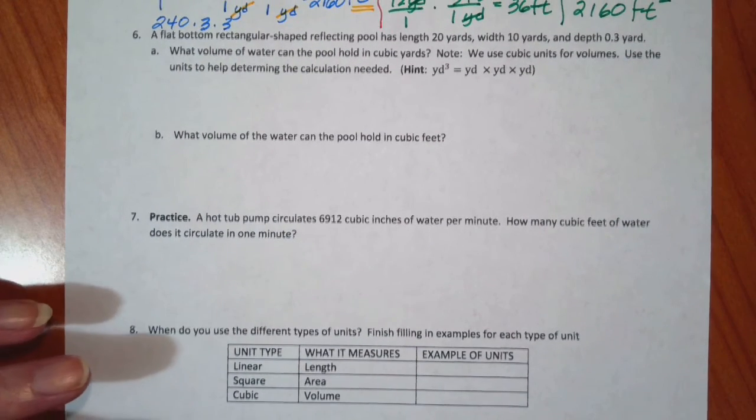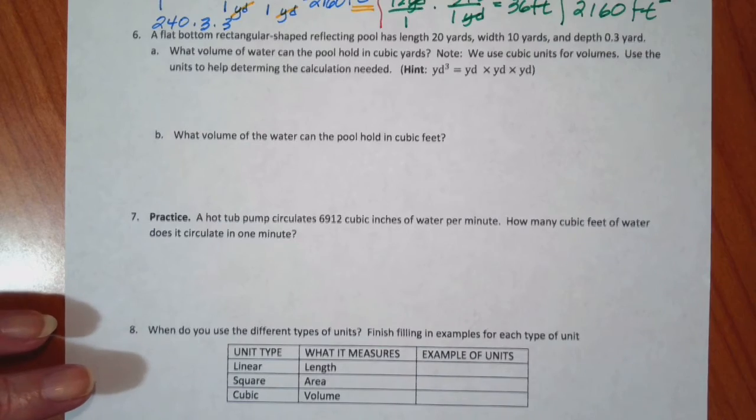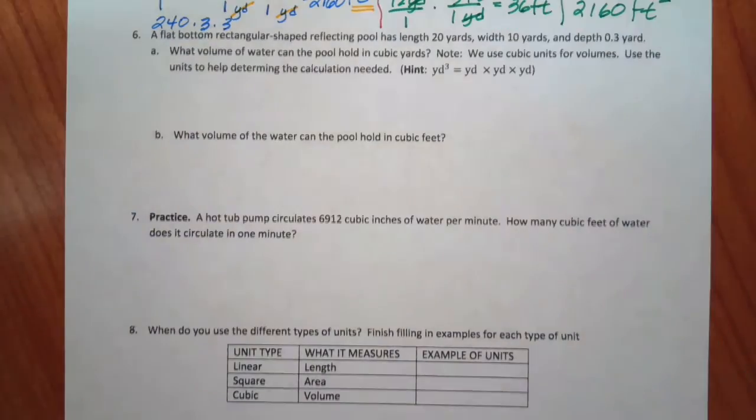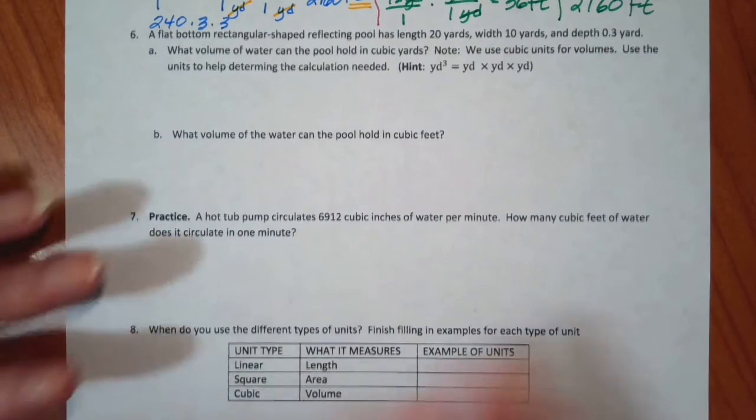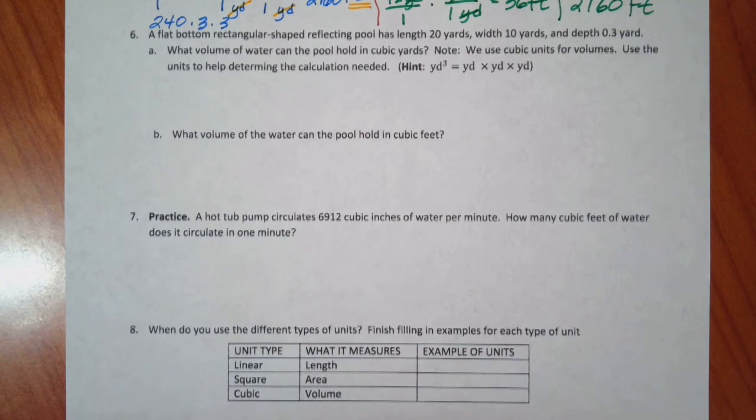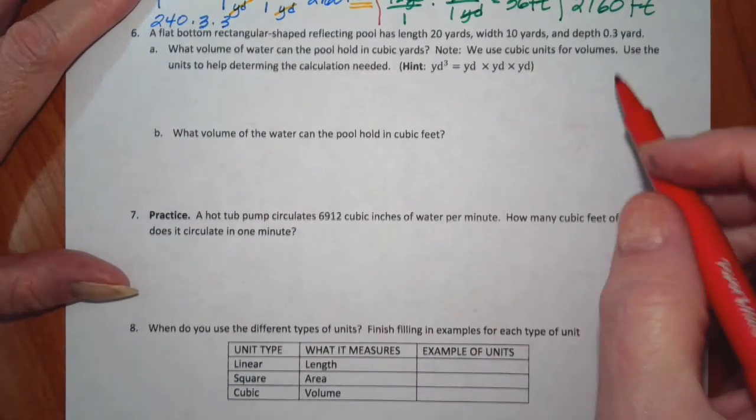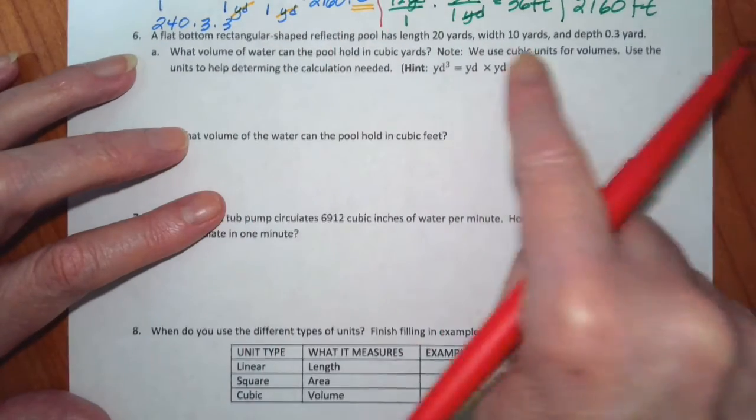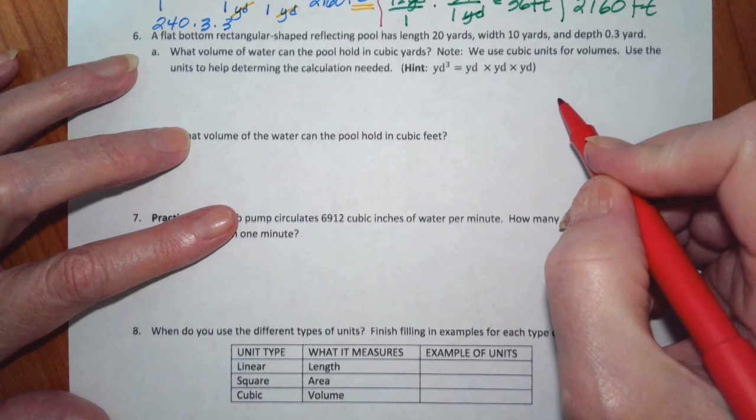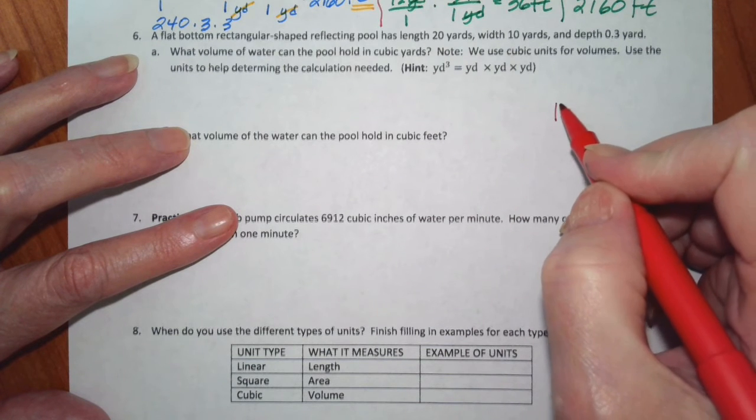Okay, now we're going to go to cubics and we're going to deal with volume. Once again, draw a picture. On this particular one, we're going to use strategy 1, and I'll explain why in a second. But I am going to draw a picture. Flat bottom rectangular reflecting pool. Okay, so I've got my reflecting pool here.